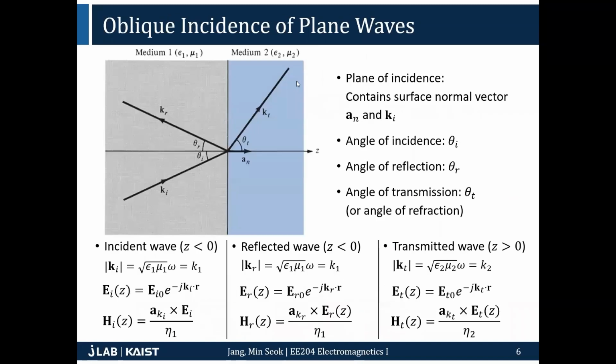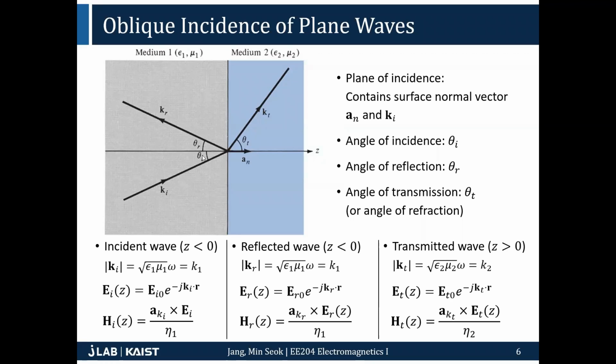We began with the easy case, and now we move on to oblique incidence, which means the incidence angle is non-zero anymore. In this case, we have just the magnitude of the k vectors for the incident wave, reflected wave and transmitted wave. And then we also know the incidence angle.